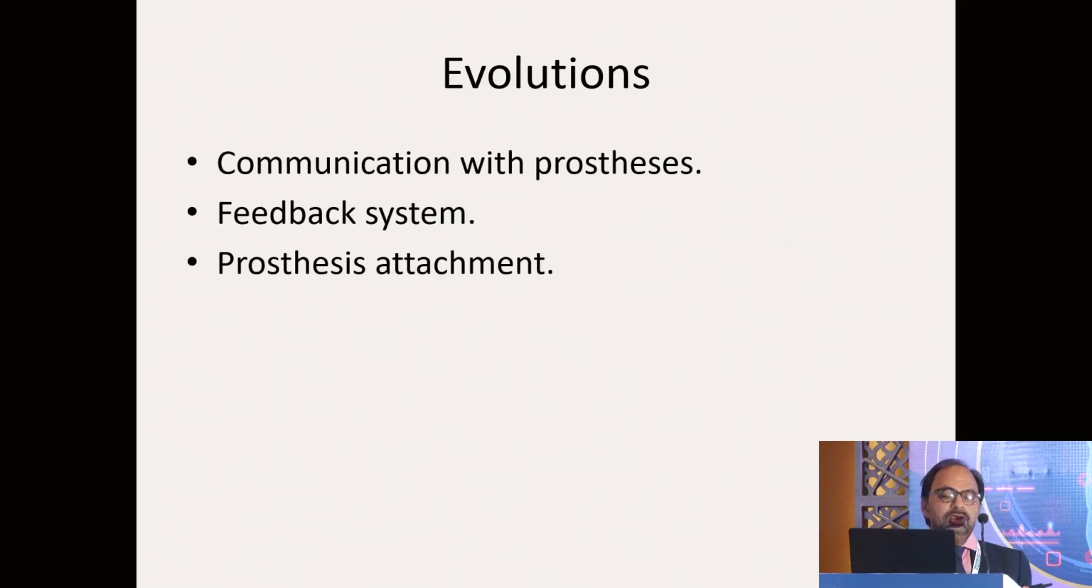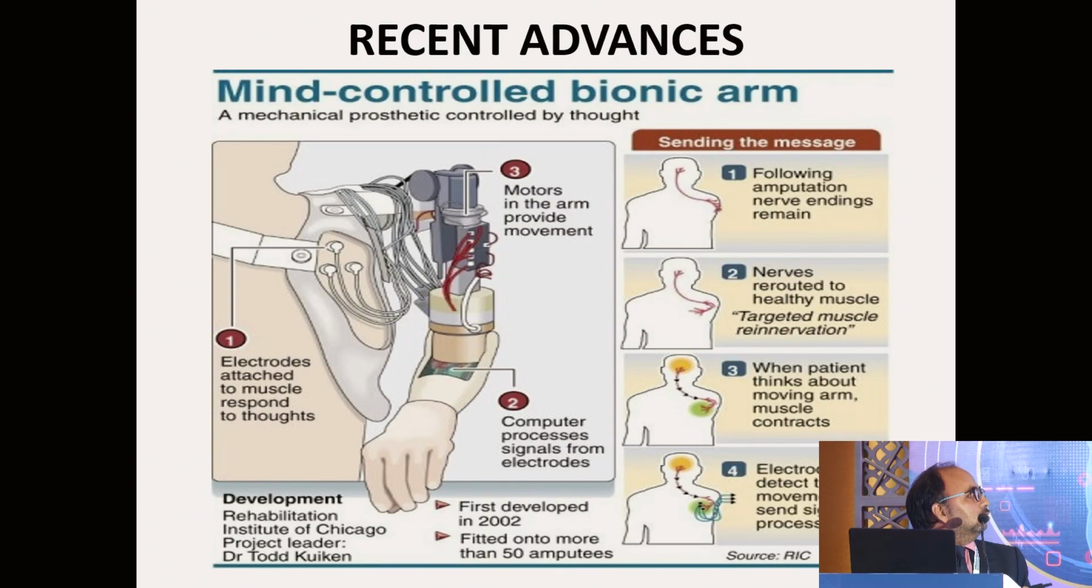Now, what are the further evolutions in prosthesis development? We are now able to do communication with the prosthesis, feedback system, and prosthetic attachment. So some recent advances, I will just go through them. So what is this? Bionic arm. So how does it work? Electrodes attached to the muscle respond to thoughts, and then a computer processes signals from the electrodes, and then motors in the arm provide movement. So this is the way, and then this is sending the message.